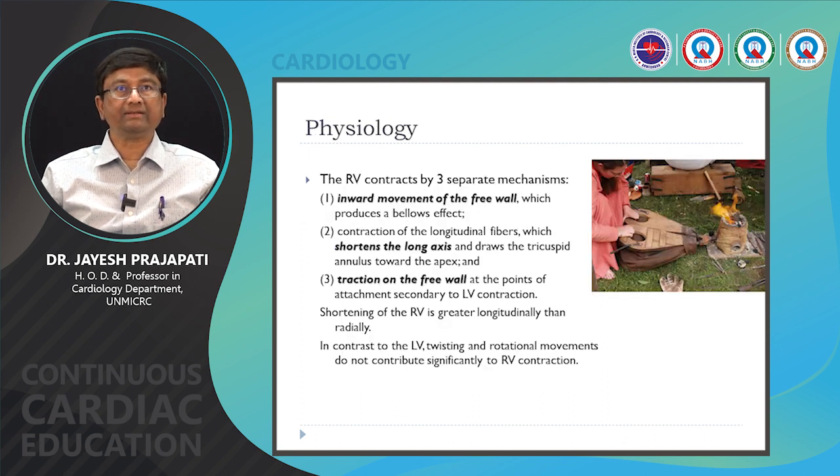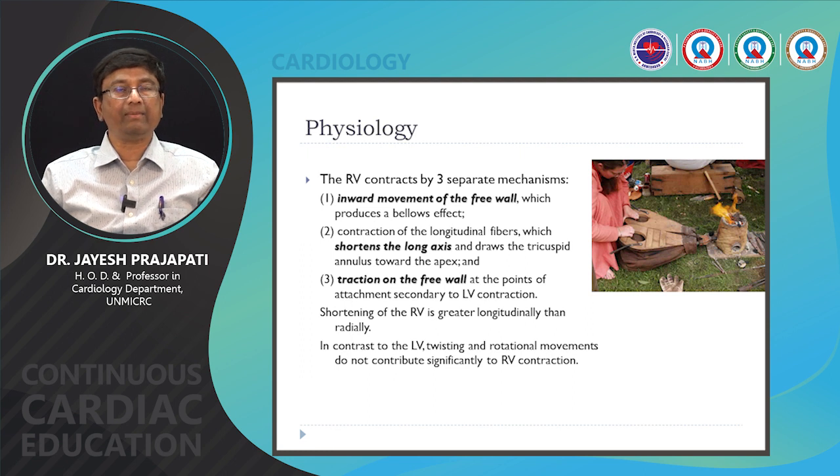And how does the RV contract physiologically? The RV doesn't contract like this, like a balloon. RV contracts by three separate mechanisms. First, inward movement of the free wall, which produces a bellows effect like this. Second, contraction of the longitudinal fibers, which shortens the long axis and draws the tricuspid annulus towards the apex like this, and like this. Third, traction on the free wall at the point of attachment secondary to LV contraction.